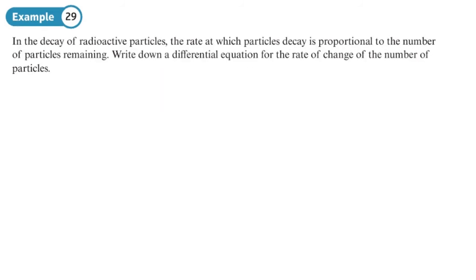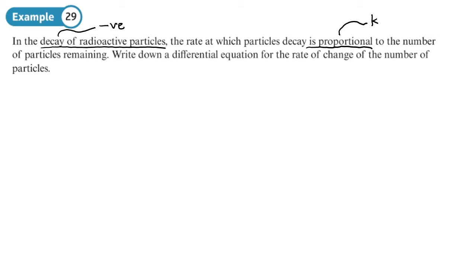Okay, let's have a look at this one. The decay of radioactive particles. So decay is always going to be a negative in my equation. The rate at which the particles decay is proportional. Now in maths, whenever we have anything that's proportional, we use the letter K, to the number of particles remaining.